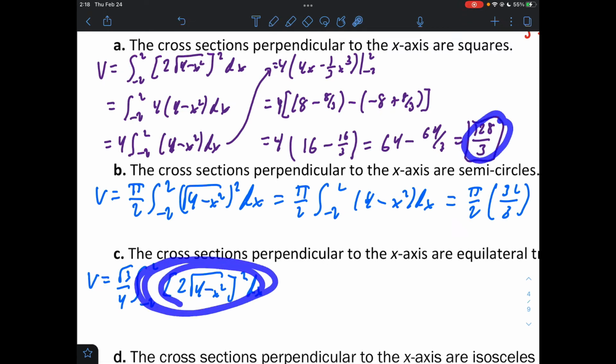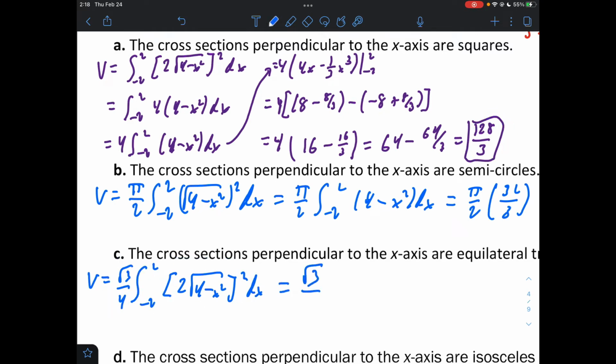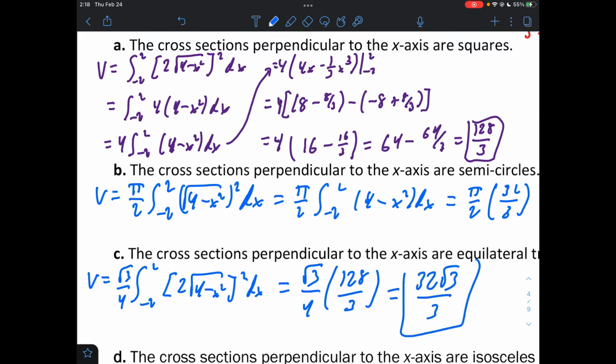So the answer is 128 over 3 times this number right here. So root 3 over 4 times 128 over 3. Basically just dividing 128 over 4, you would get 32 root 3 over 3.